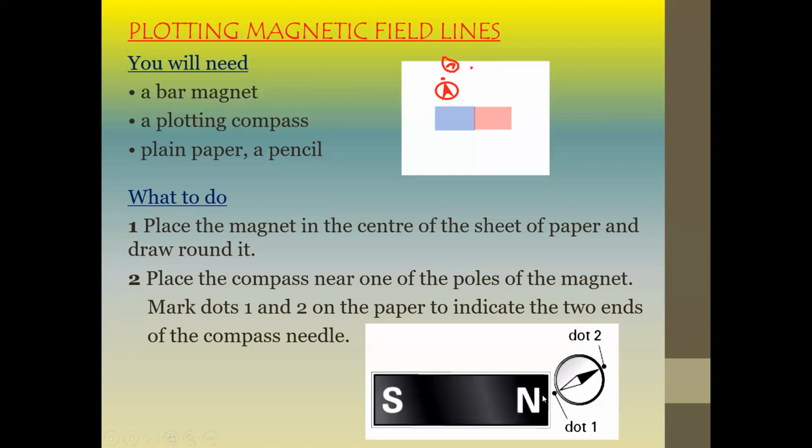As you can see, what we did, we placed a plotting compass, and the needle of the plotting compass is also a magnet, and opposite poles attract each other. So basically this is a south pole and this one is a north pole. So where the needle is pointing, we'll have point 1, dot 1 and dot 2.